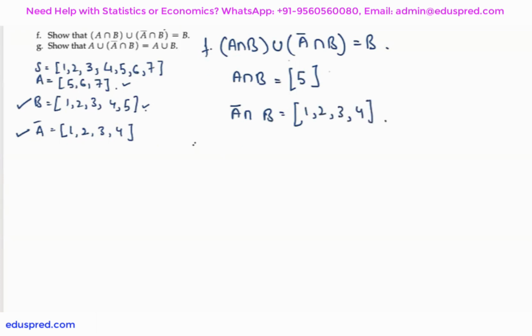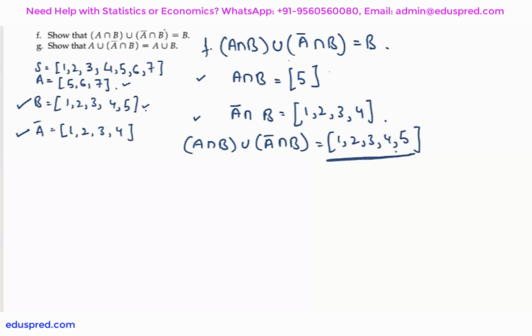And now if I want to find the union of these two, that means A intersection B union A complement intersection B, union basically means that we have to take all the elements that either are a part of A intersection B or a part of A complement intersection B or a part of both, right? So from A complement intersection B, we get 1, 2, 3 and 4, and from A intersection B, we get 5. And ultimately, if you see these particular outcomes that we get, these are nothing but equal to the event B. Therefore, we can say A intersection B union A complement intersection B is nothing but the event B itself.